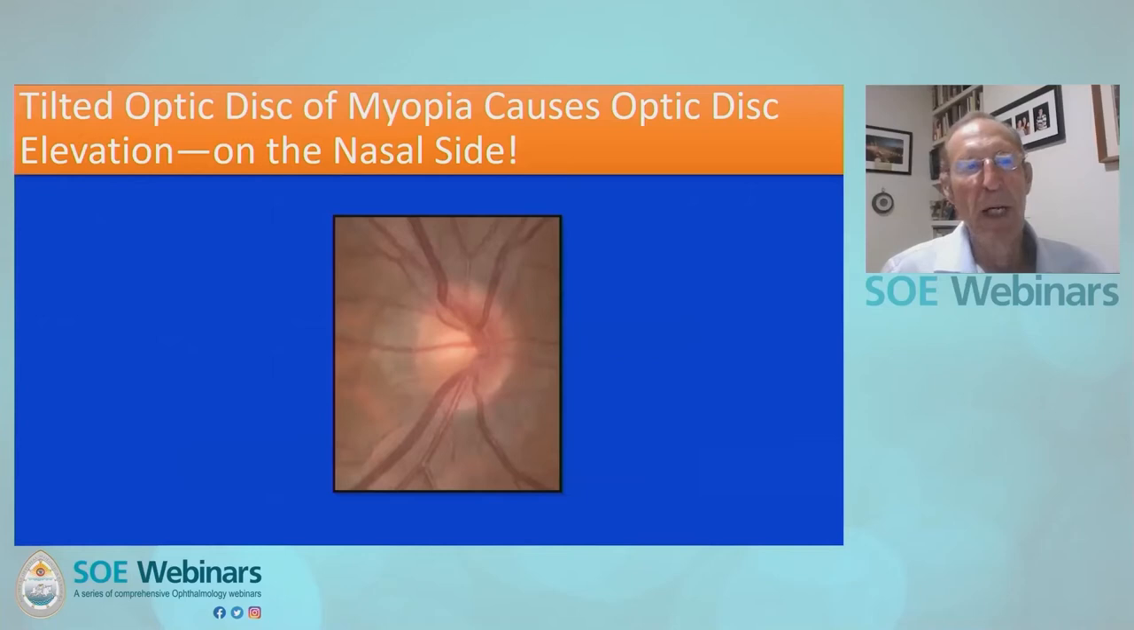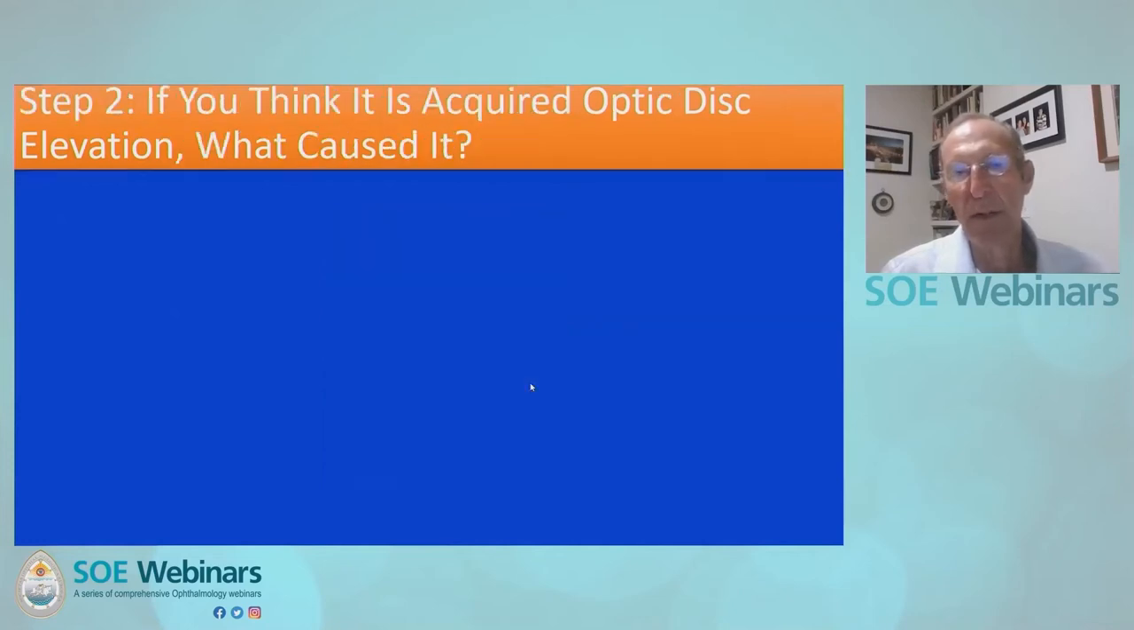One point to keep in mind here is that the optic disc of myopia, which is tilted often, can masquerade as acquired optic disc elevation. You have to be very careful. Keep in mind that it's usually on the nasal side, but this will be a major confounder. All right, now we're ready for step two.